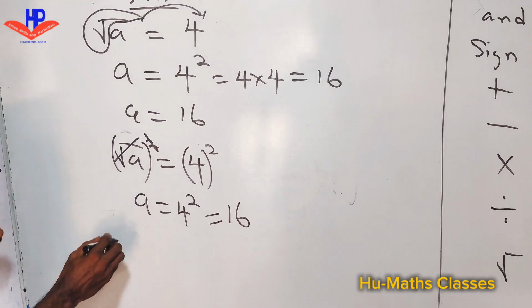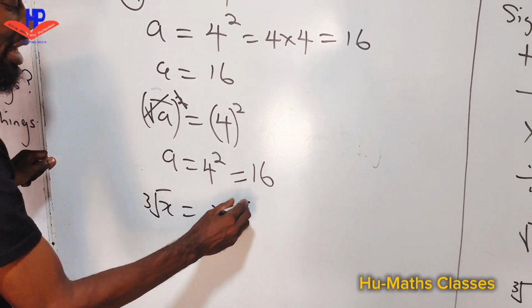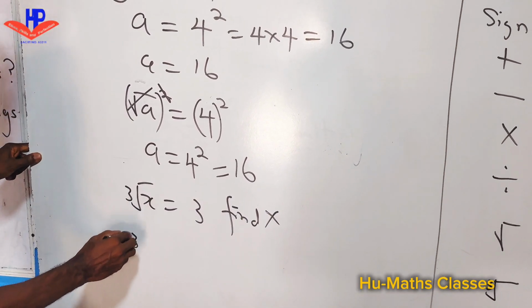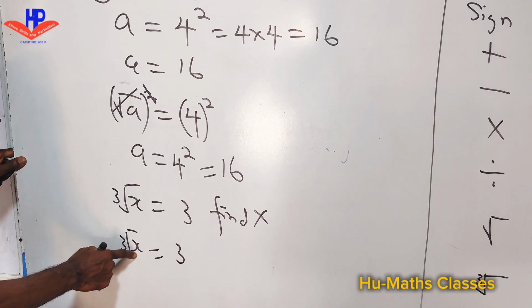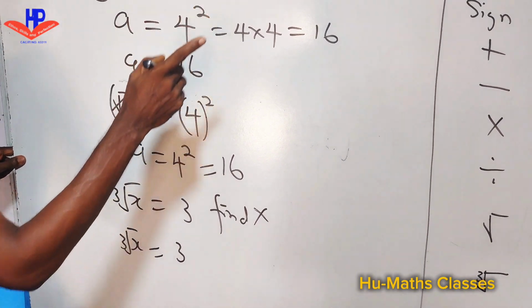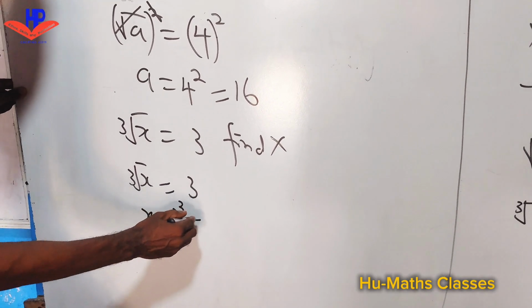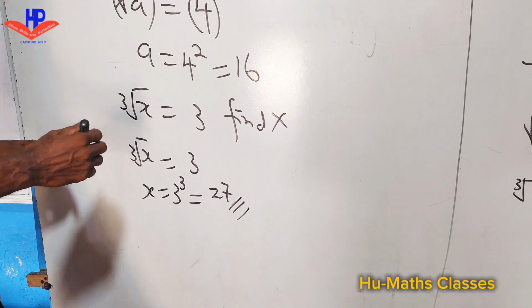So if you have the cube root of x is equal to 3, and you're asked to find x. Now it is cube root. Cube root of x is equal to 3. So we're going to make x stand, and the cube root will become a power at the other side. So we'll be having x is equal to 3 raised to power 3, and that will give us 27. So our x is 27.